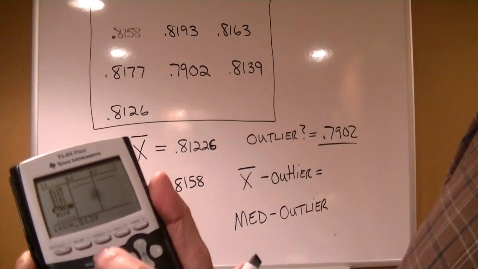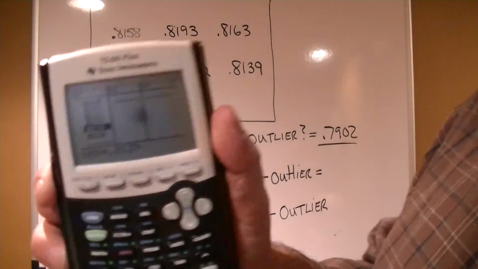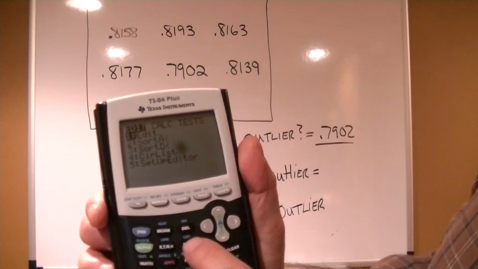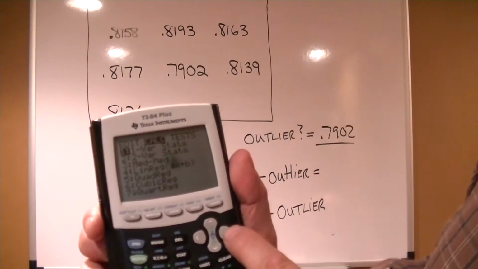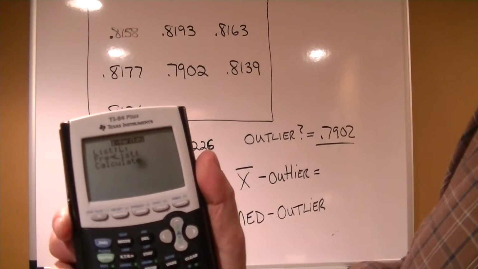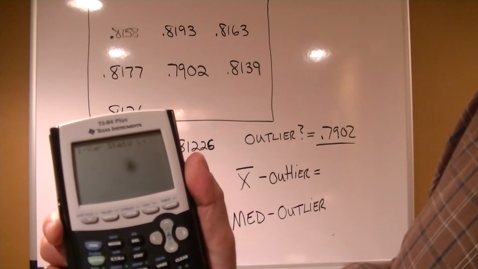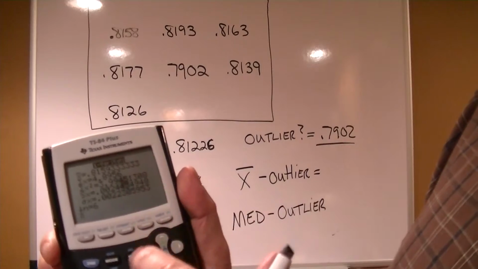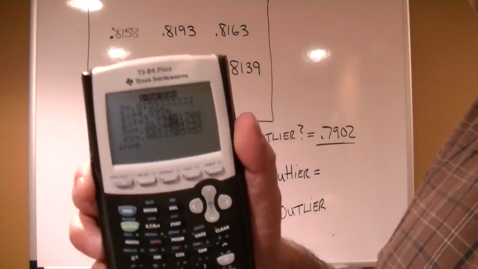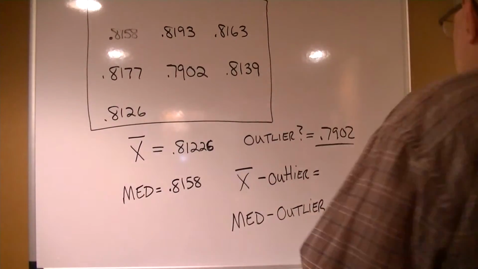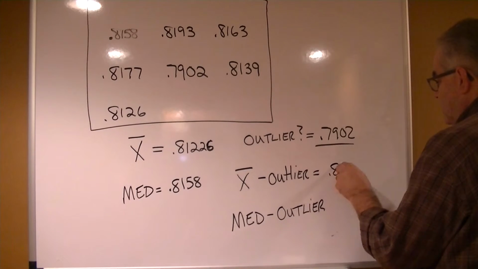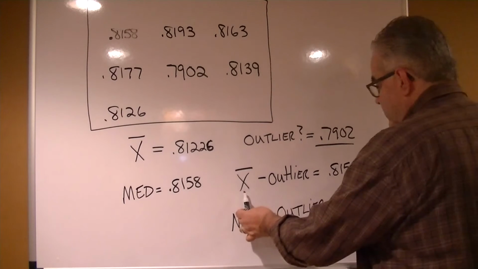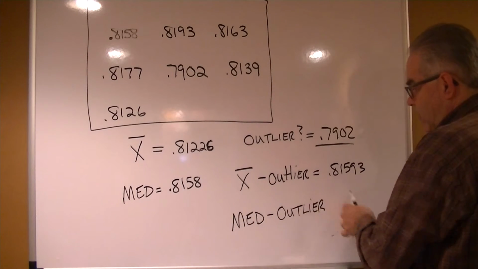Now I got to go back to figuring out what the mean is. So I'm going to go stat, over 1 to calculate, hit enter, enter, enter, enter. And now my X bar is 0.81593. That's the average minus the outlier.